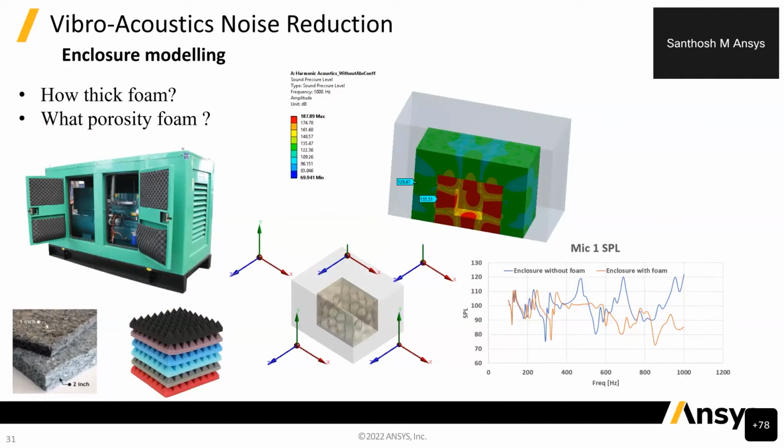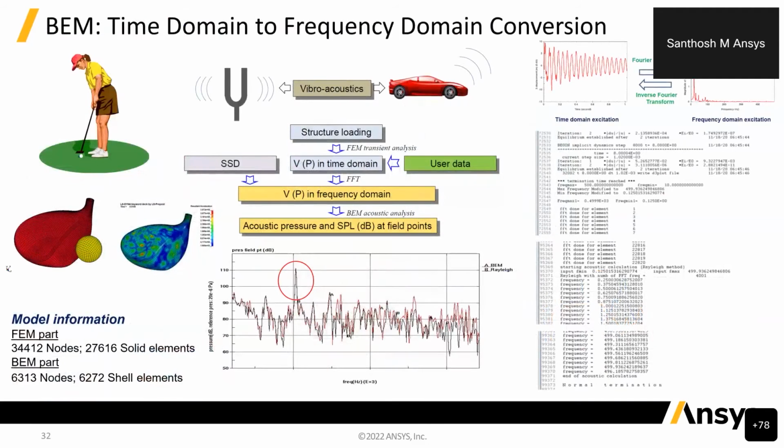Again, when we are designing the acoustic enclosure for the genset or different machineries, stone crushing machineries and so on, a typical question we have is, how thick should the foam be, what should be the porosity of the foam? Those kind of simulations can be done even considering the vibration behavior of the panels in addition to the porous acoustic foam. And we can study, when we use different types of foam, how the SPL distribution across frequency and overall noise level changes.